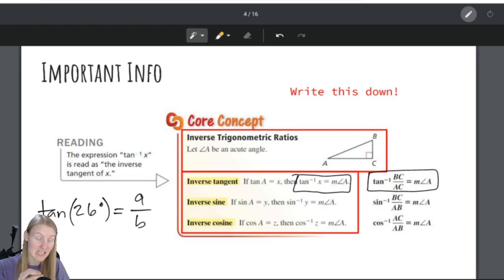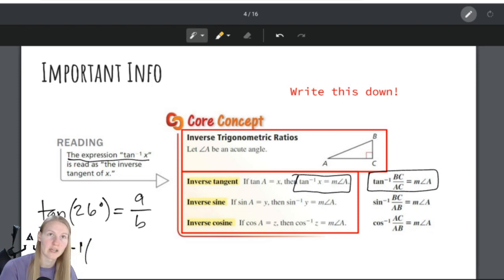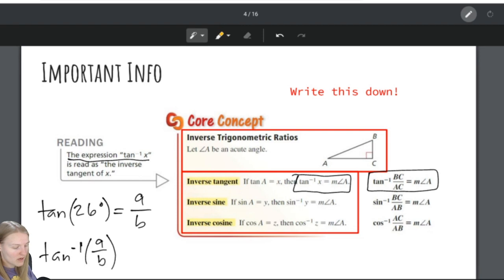Now, what we're doing for the inverse tangent: the expression tan to the -1 is read as the inverse of tangent. That little -1 up here is how we denote the inverse. So now how the inverse works is I'm going to give it a ratio. Tangent inverse will take a ratio, and it will spit out the angle.